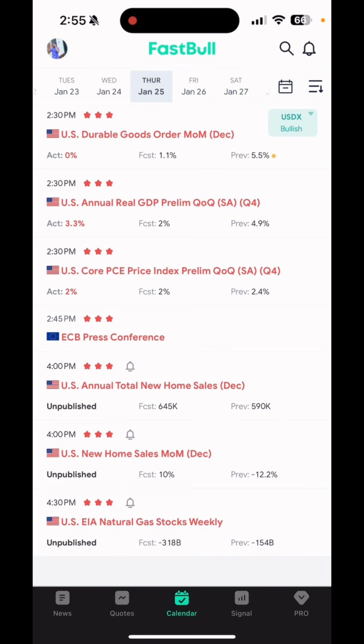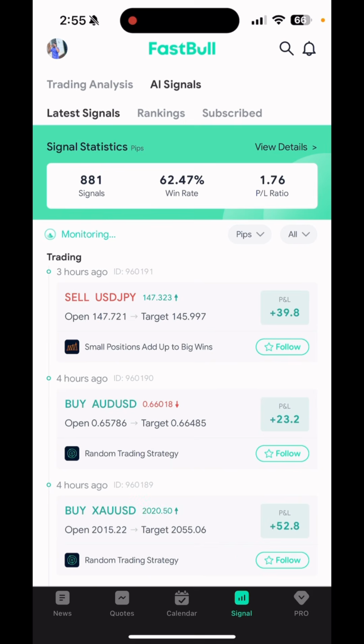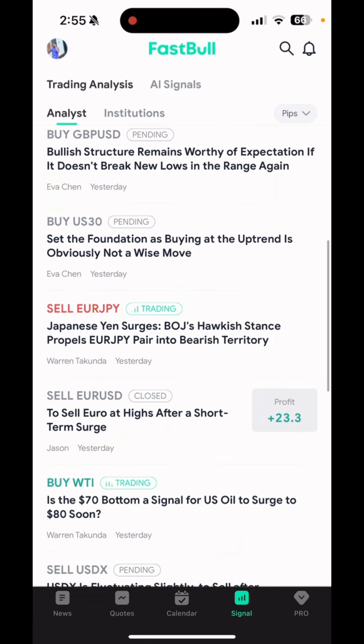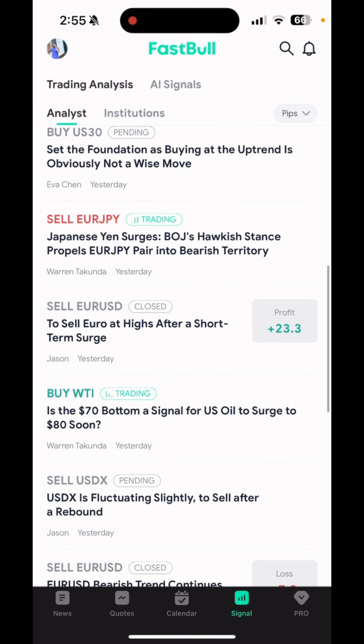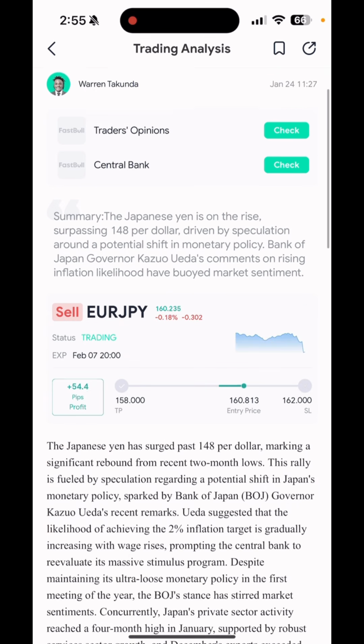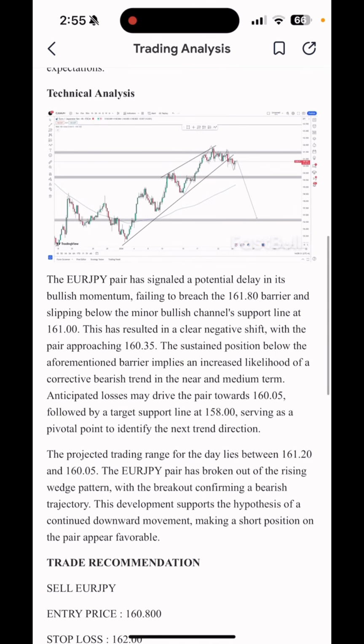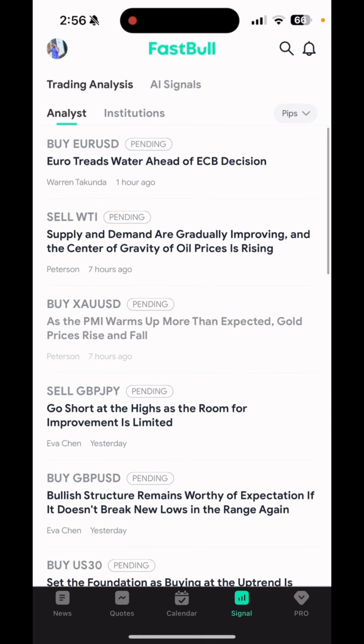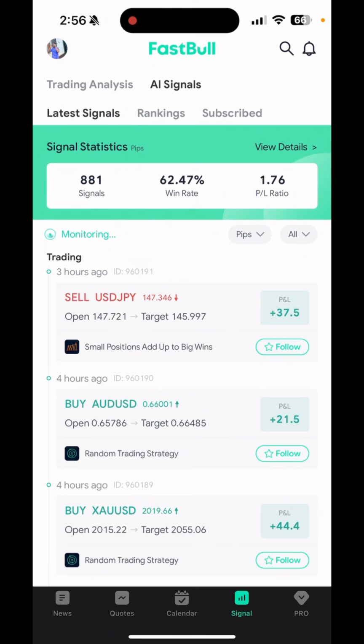Now let's go to the signal part. Once you click signal, as you can see, I'm already on AI signals. If you check above here, AI signal. But let's go to trading analysis. Once you see trading analysis, you see pending, meaning they've not dropped their analysis. Okay, this one has dropped its own analysis for EUR/JPY. You can click it to check what is happening. You read whatever the person said, you will see the person's analysis. So you can get signals from people here. But AI signals is kind of sweet because it tells you immediately what is happening.